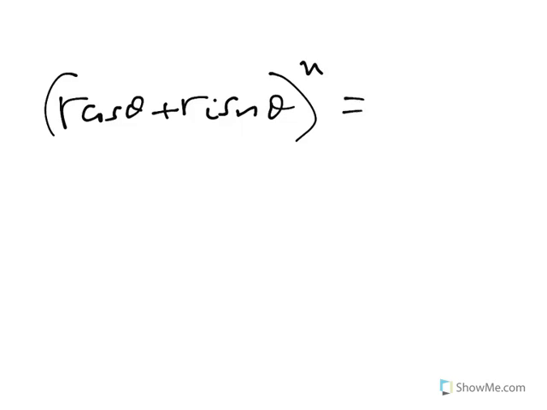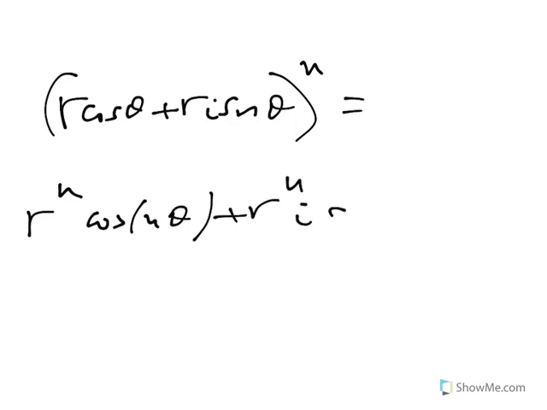And with this we get a general rule, and it's a very slick rule. Here's what it is. r cosine theta plus r i sine theta to the n power, the answer is going to be r to the n cosine of n theta plus r to the n i sine of n theta. That's called De Moivre's rule.